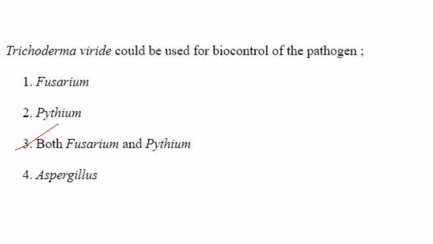Then next one. Trichoderma viridae could be used for biocontrol of the pathogen. So Trichoderma viridae, they had asked a question previously for Fusarium. But here they have asked for biocontrol of the pathogen. So it can be used not only for Fusarium but also for Pythium. So the answer here is option 3.